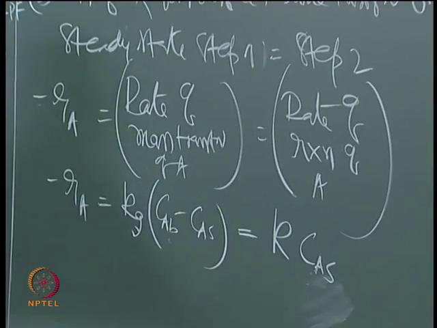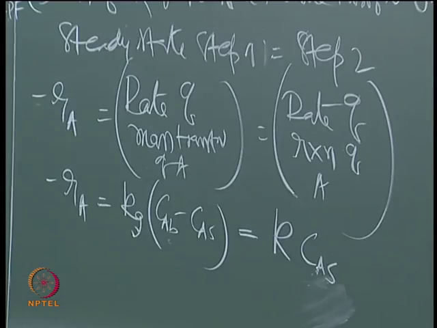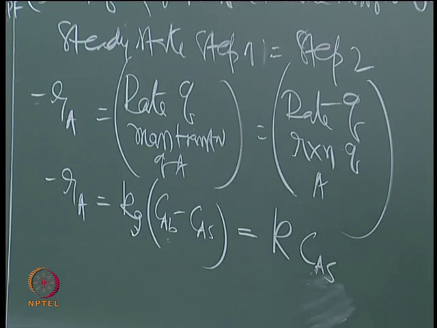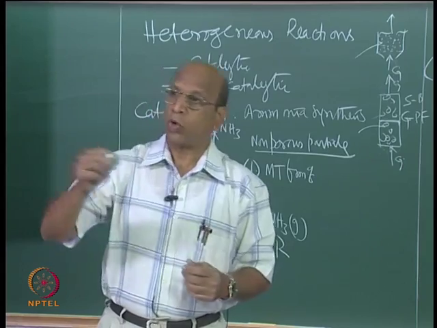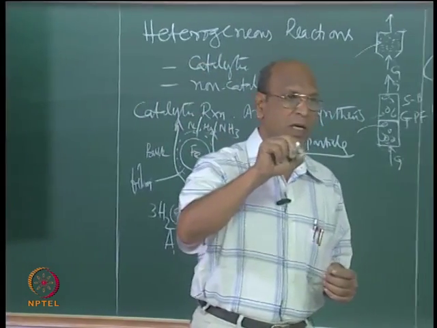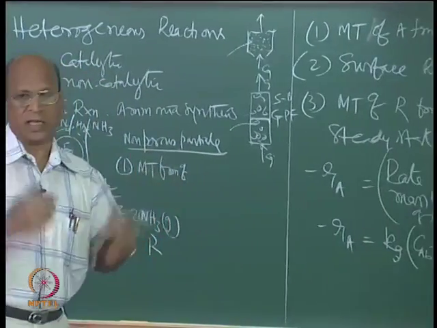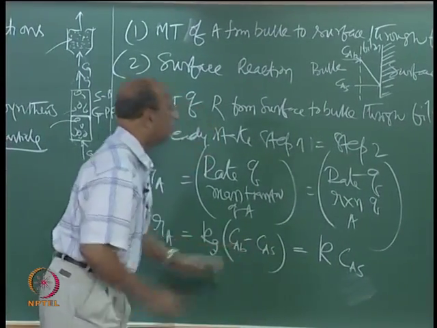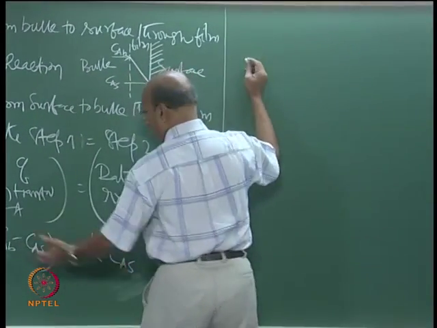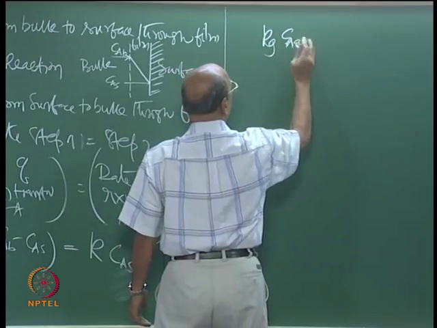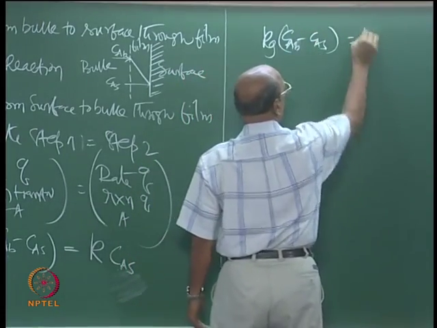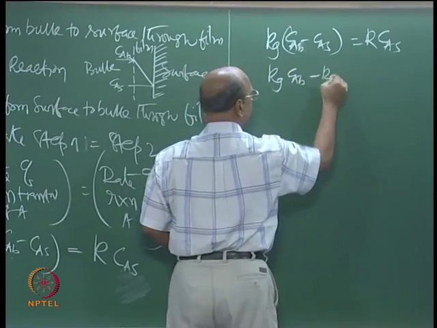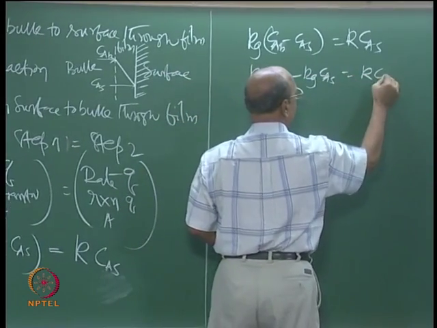So, now this is the equation I have. As engineers, again I tell you, we should know how easily one can do things. For me, which concentration measurement is easy? CAB. I do not have to go onto the surface and find out the concentration CAS. That is why from this, I can now eliminate CAS. So, at steady state, when these two are the same, we can eliminate. So, minus RA, okay, first let me do this: Kg into CAB minus CAS equals K CAS. So, I am writing all the spoon-feeding steps: Kg CAB minus Kg CAS equals K CAS.